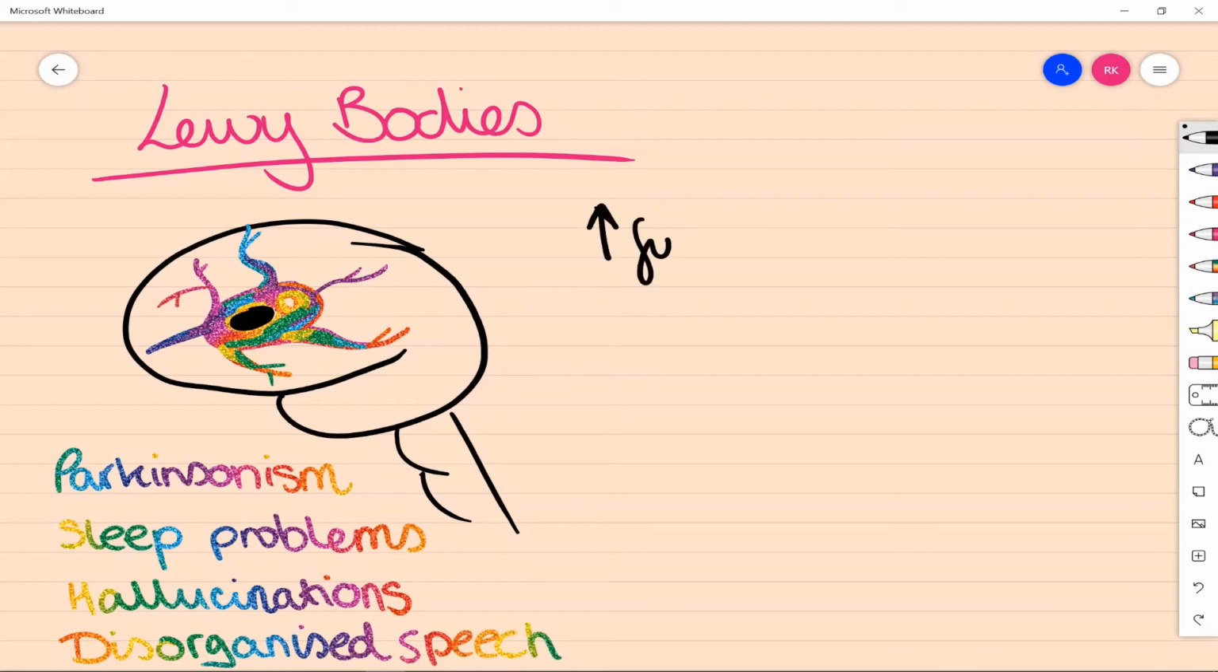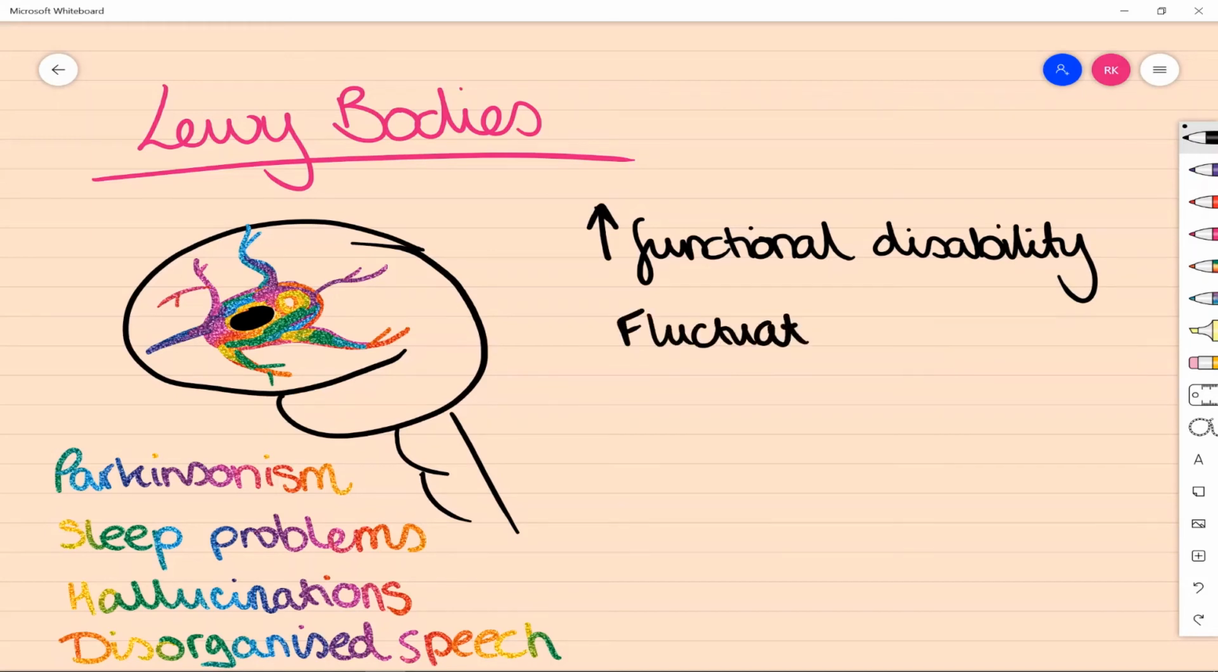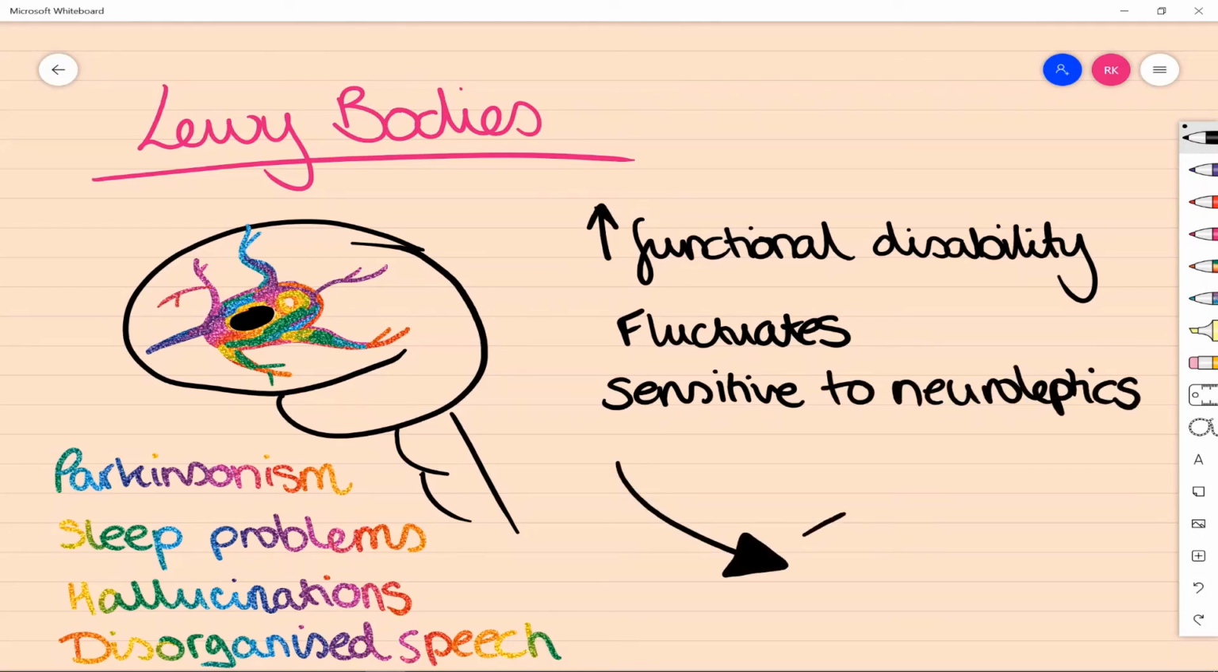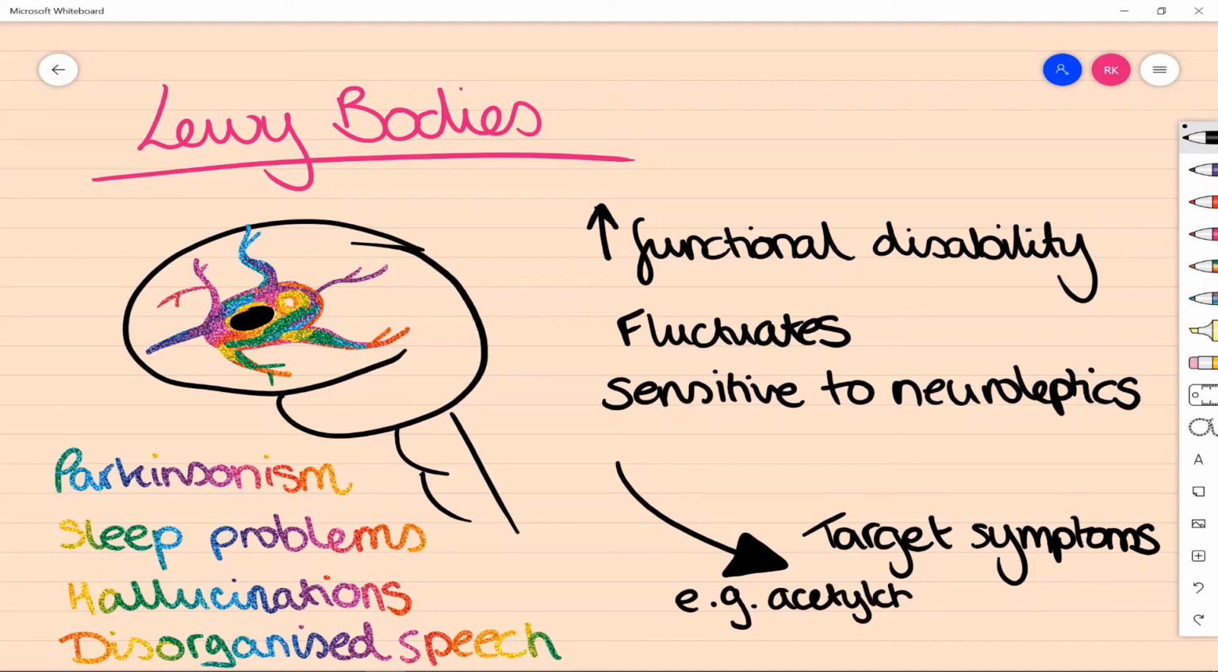Treatment here is focused more on the symptoms again, medication might help with hallucinations, movement problems, and other therapies, things like the SALT team might be really helpful depending on the specific presentation. But often Lewy body dementia results in a lot of functional disability and can really fluctuate. They're also very sensitive to neuroleptics, so we have to be very careful with antipsychotics. But you might be able to use other dementia drugs or levodopa, things like that, depending again on the symptom profile.